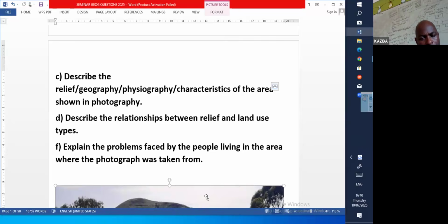Explain the problems faced by the people living in the area, yes. It's on the screen. Describe the problems faced by the people living in the area shown in the photograph.